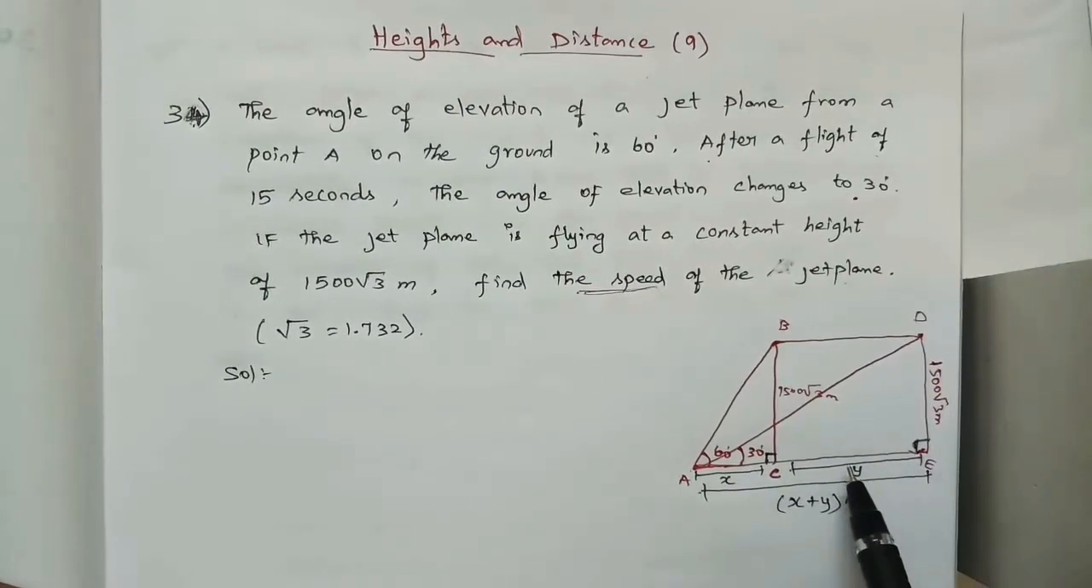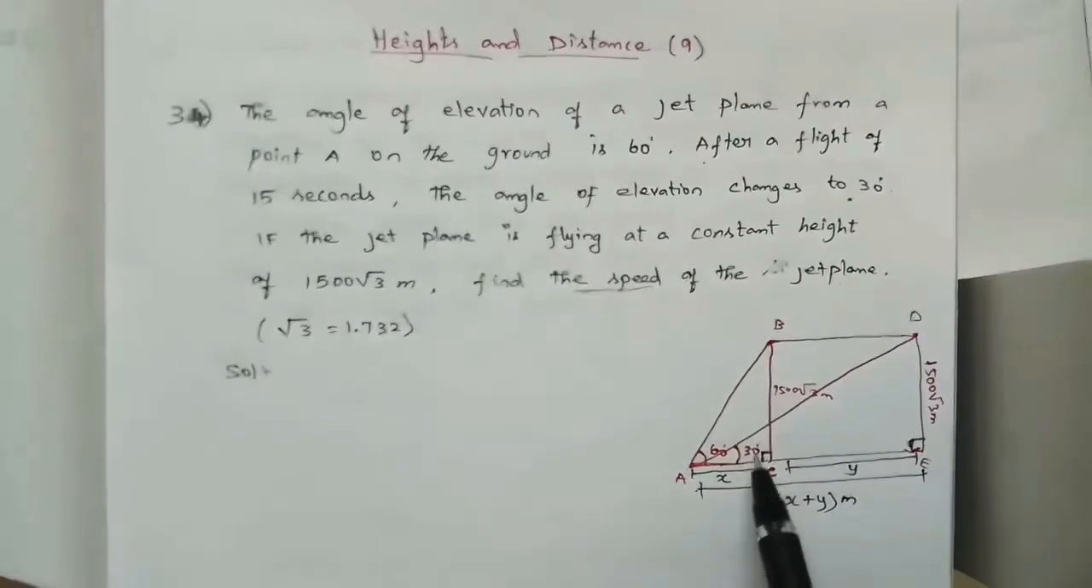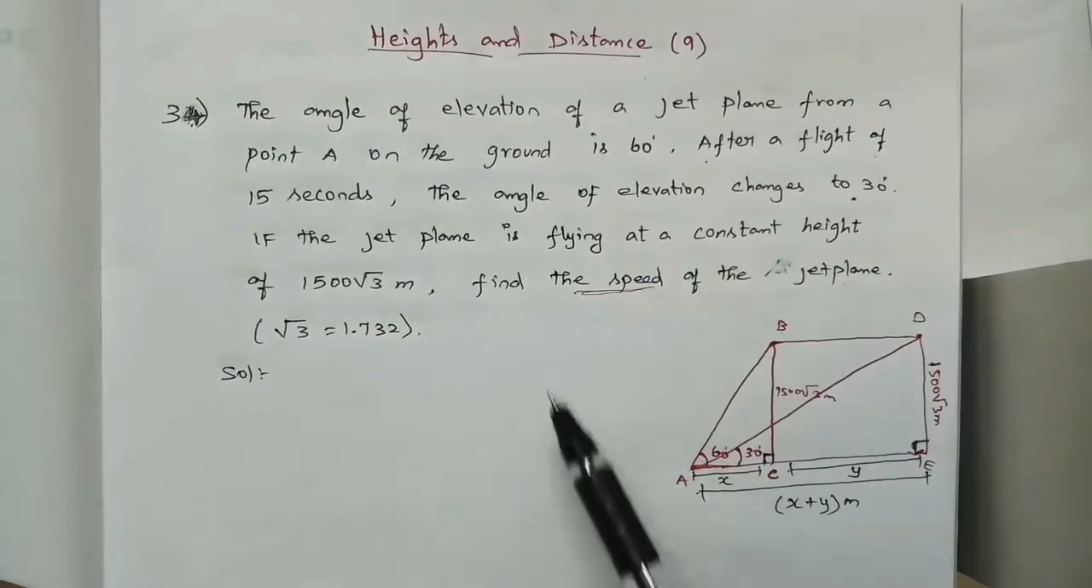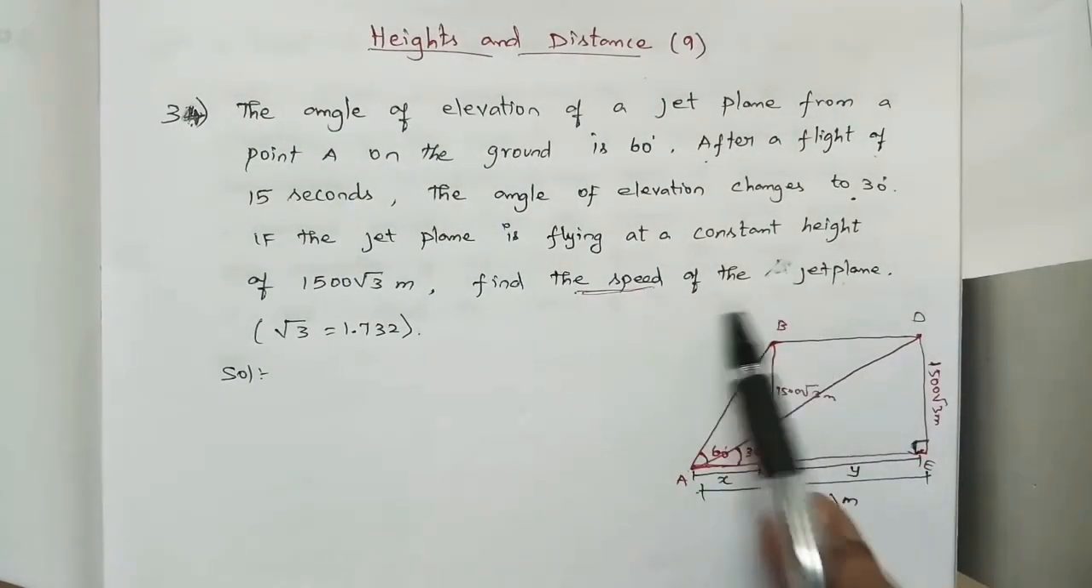After finding the value of y, this is nothing but distance, and we know the time. So speed is equal to distance divided by time. By dividing distance by time, we'll get the speed of the jet plane.